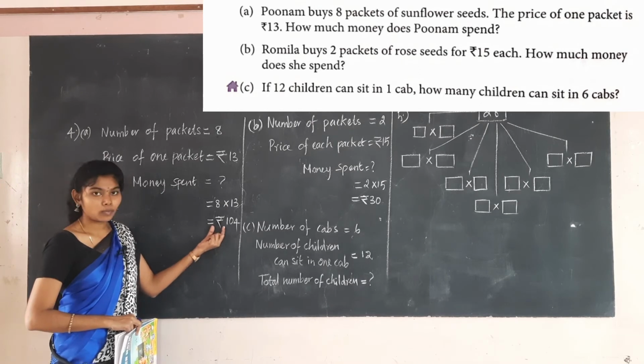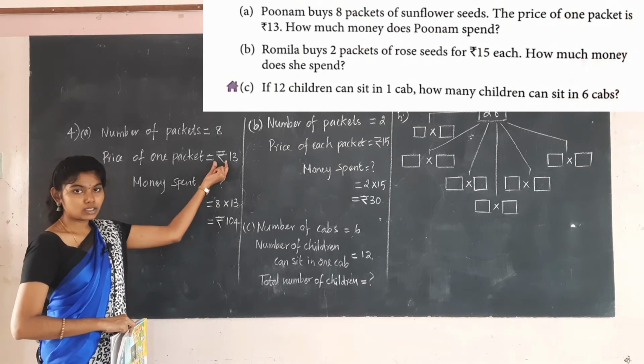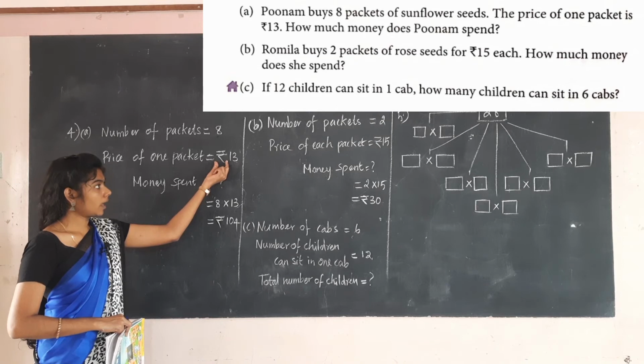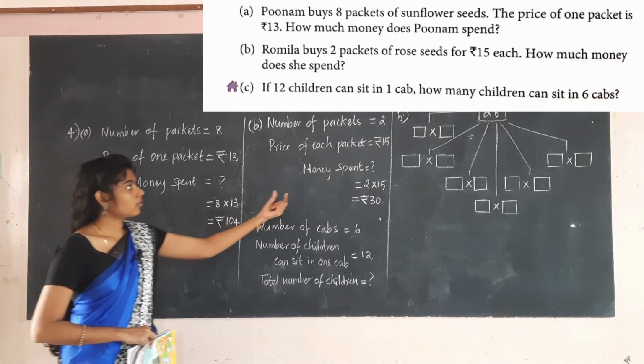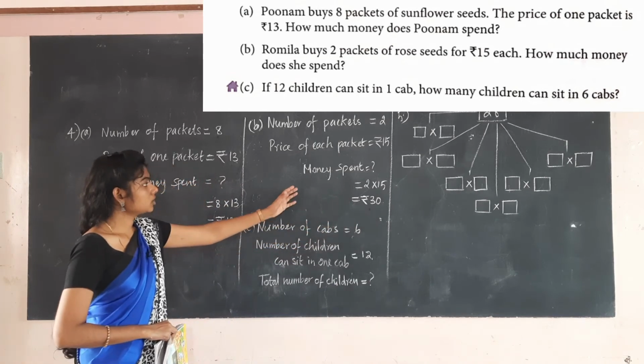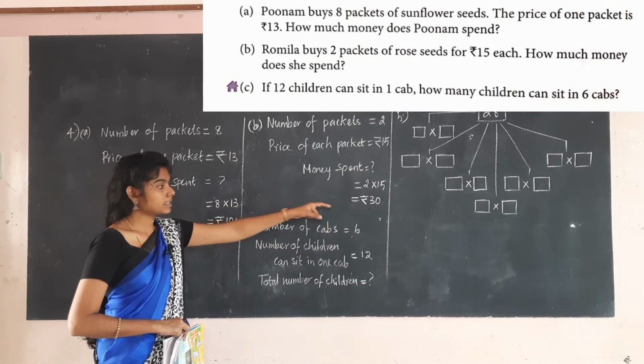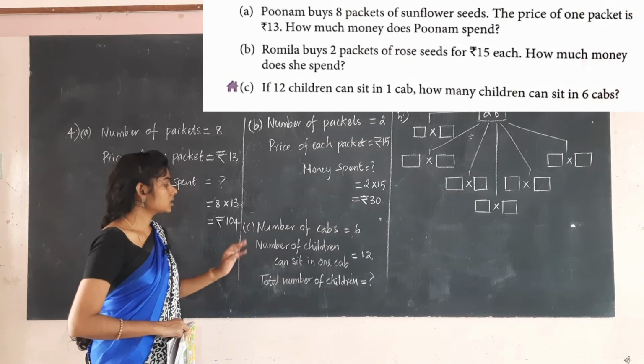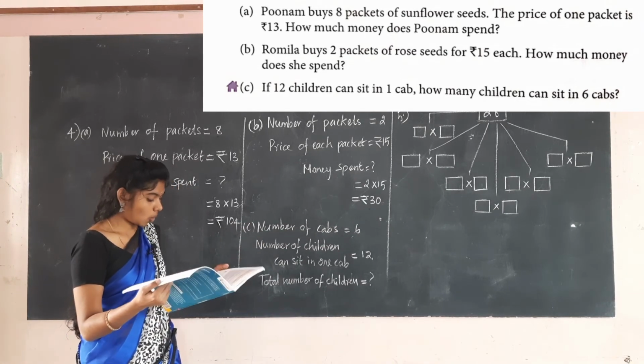You have to mention the rupees before that answer because it's a price rate. Now we have to give the sign for the rupees. Likewise for this sum also you have to mention the rupees. So the answer is, how much she has spent for the 2 packets is rupees 30. And the next sum you are going to do as a homework sum.